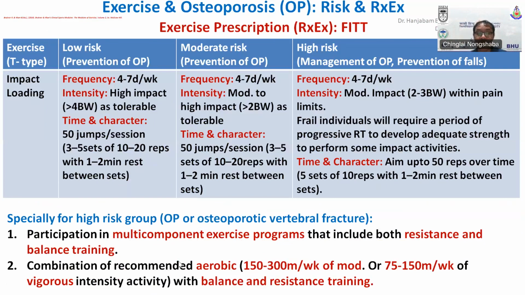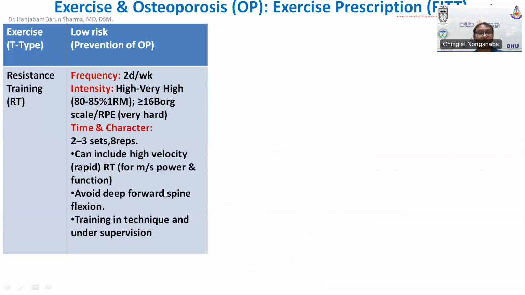The combination is recommended by WHO, the American College of Sports Medicine and all the international bodies, who have given recommended physical activity. So recommended aerobic activity, say 150 to 300 minutes per week of moderate intensity, or 75 to 150 minutes per week of vigorous intensity aerobic activity, needs to be incorporated with balance and strength training as recommended by WHO and other international bodies. So we should aim to achieve at least the recommended activity for the high risk group with the multi-component exercise program.